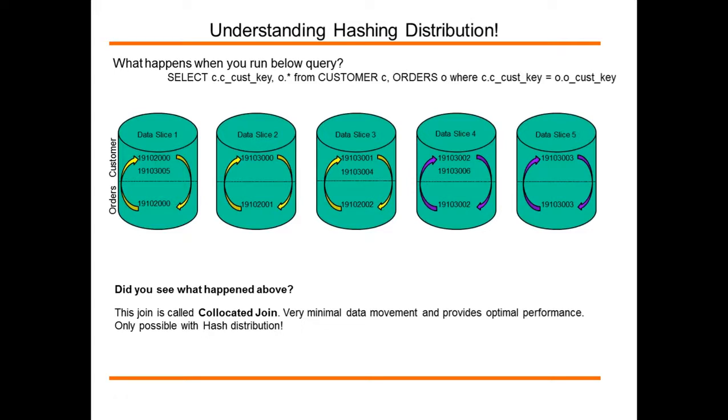This will never happen with random distribution, because random just blindly inserts the data. But when you come to hash distribution, the good thing is hash has some kind of memory, past history. Based upon the past history, you can take that to your advantage and make sure you get something called a co-located join.